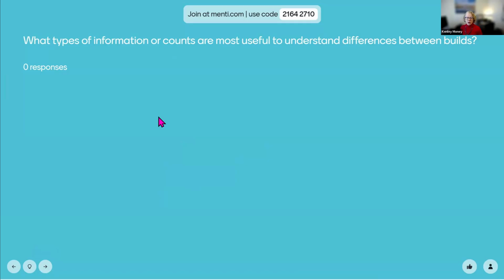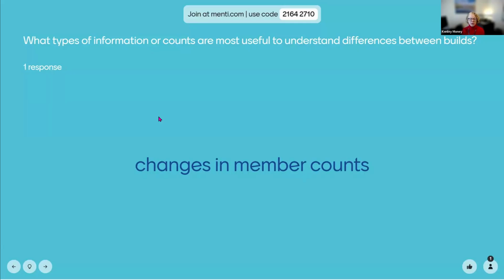So for those of you who have used data between builds, that have requested data from us more than once, and the later cut has newer data in it, what types of information and counts are most useful to understand the differences between the builds? This probably is more appropriate for our subscription users. There we go. Thank you.